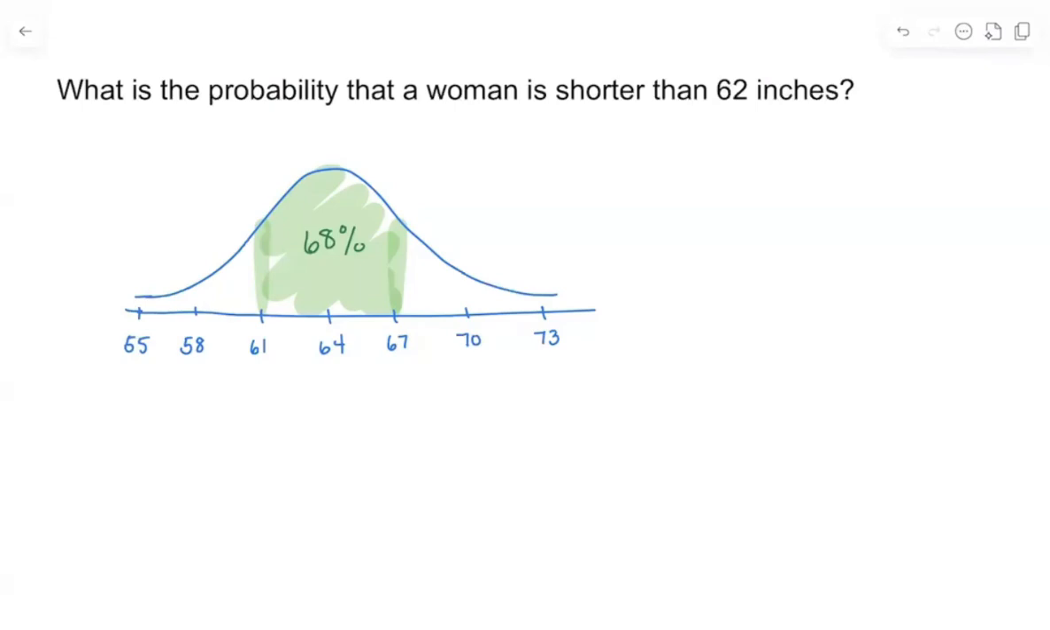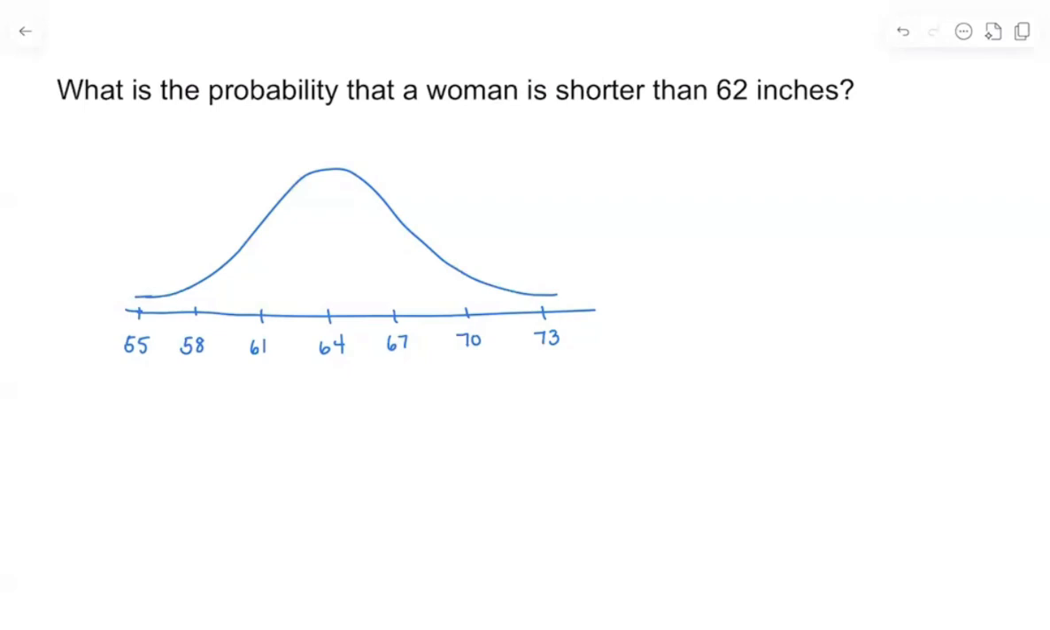In this problem, we're using the same mean and standard deviation for women's heights, but now we're asking a new question. We're asking, what's the probability that a woman is shorter than 62 inches? And this is where things get a little trickier, so we're going to have to use our calculator. So instead of looking at this middle 68% like we did before, now we're looking at shorter than 62 inches.